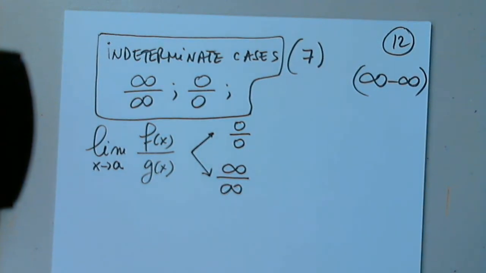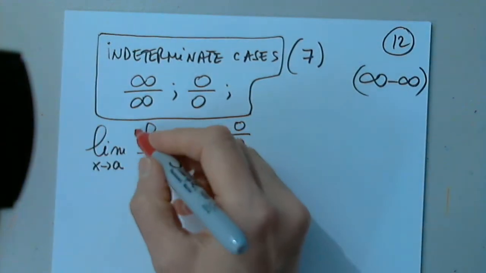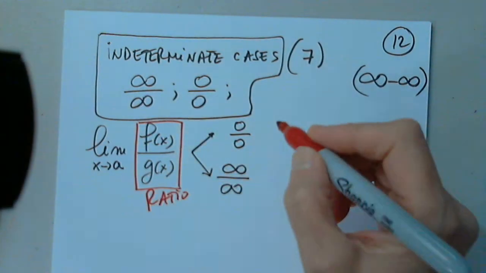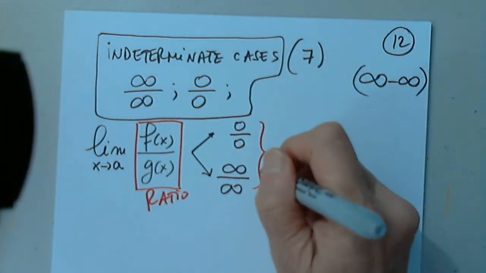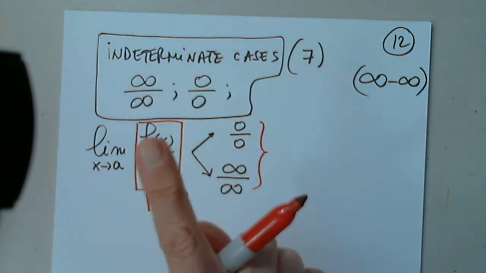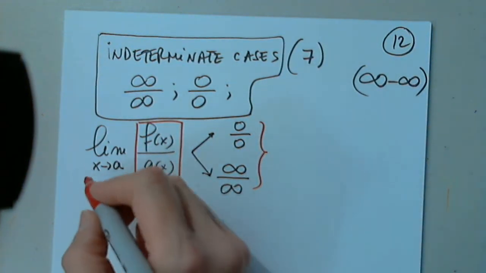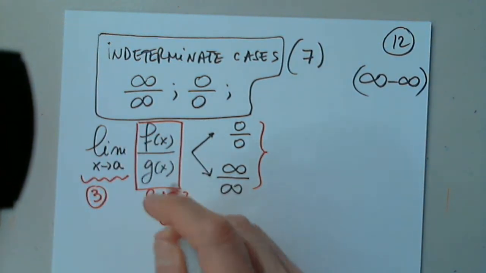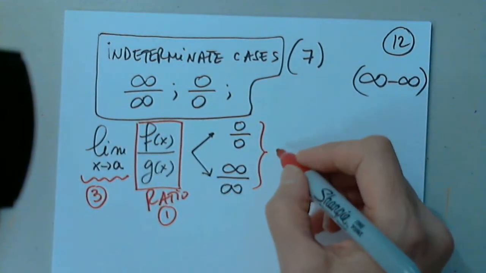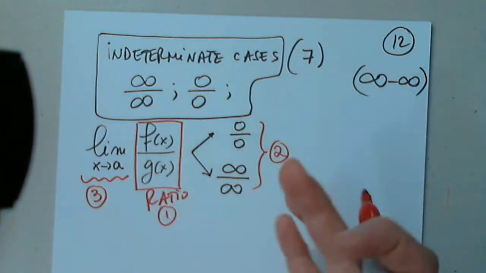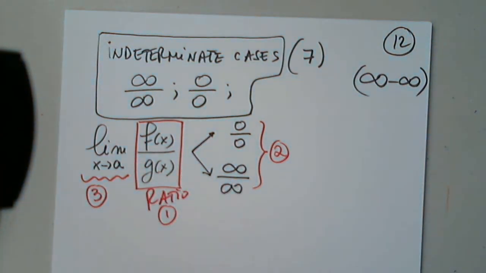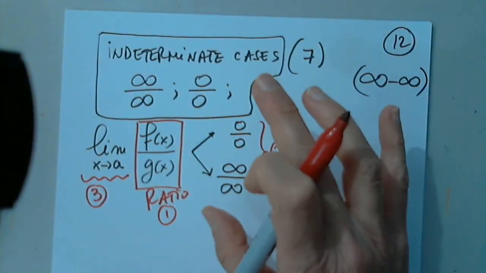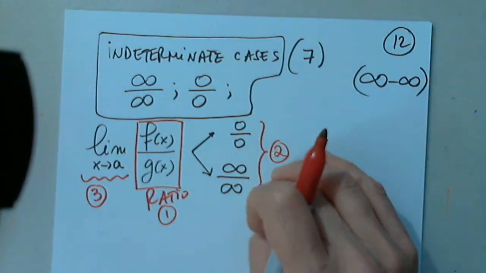So again, let me just emphasize. Number 1, ratio. Number 2, these two cases, 0 over 0 or infinity over infinity. And number 3, a limit. So this is number 1. It has to be a ratio. The answer, of course, number 2, the initial answer, 0 over 0 or infinity over infinity. All these have to be in place: ratio, limit, and the initial answer.